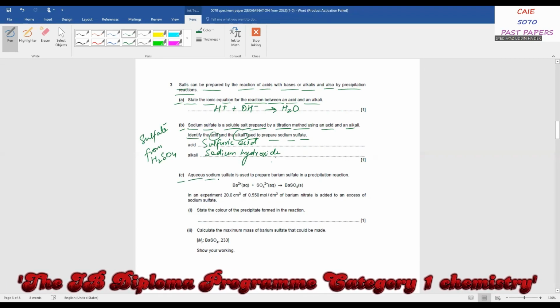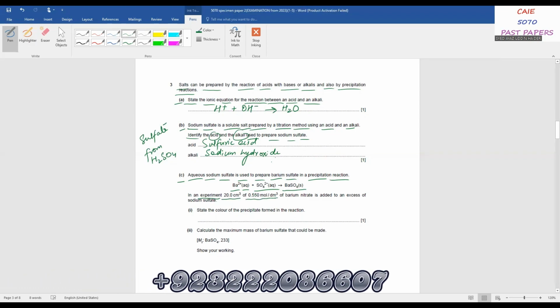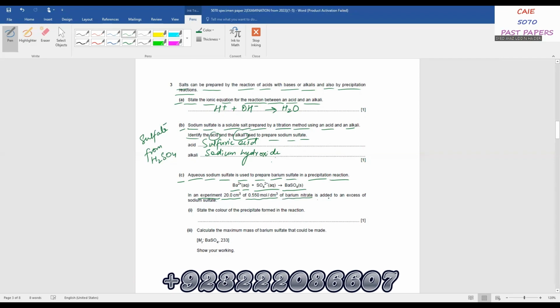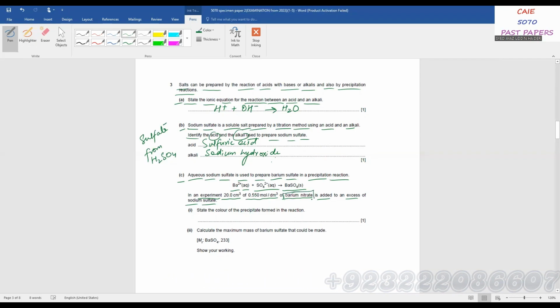C, aqueous sodium sulfate is used to prepare barium sulfate in a precipitation reaction. This is the ionic equation: Ba2+ (aq) plus SO4 2- (aq) gives BaSO4 (s). S means solid. In an experiment, 20 cm3 of 0.550 mol per dm3 of barium nitrate is added to an excess of sodium sulfate. Barium nitrate is the limiting reagent, so we will use the data of this barium nitrate.